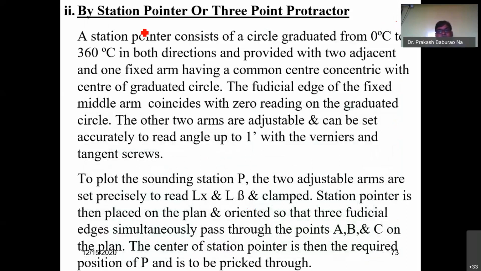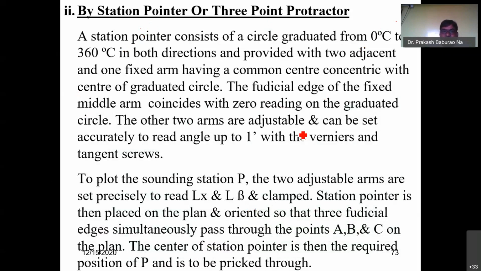Another, you have to go with the station pointer. That is, by station pointer or three-point protractor. This is the mechanical method. It consists of a circle graduated from 0 degree to 360 degree in both directions. And the graduated circle is also there with this three-point protractor.